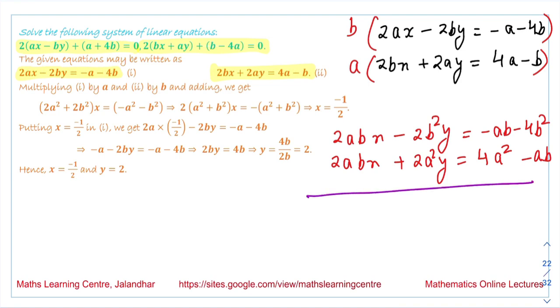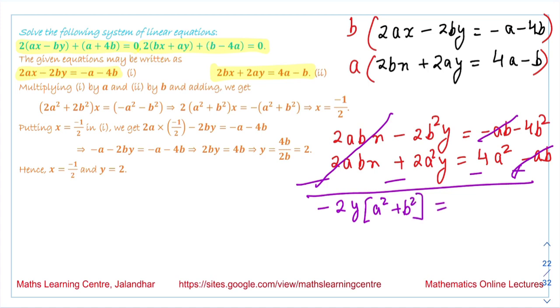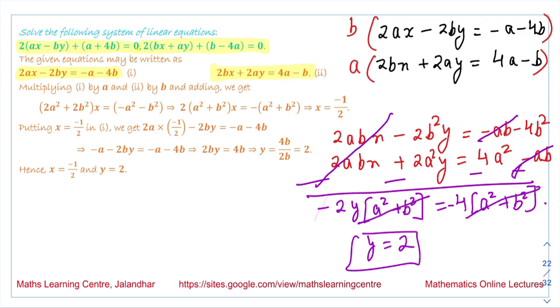When we subtract these two equations, these two terms get cancelled. This ab and ab get cancelled. From this equation we get 2y common, minus sign common, and we are left with a square plus b square. From this side we take minus 4 common and we are left with a square plus b square. So the value of y we obtain is equal to 2. This a square plus b square gets cancelled, the minus sign gets cancelled, and the value we obtain is 2.